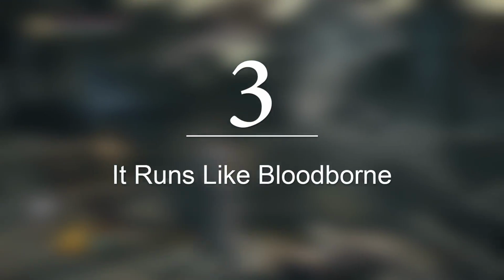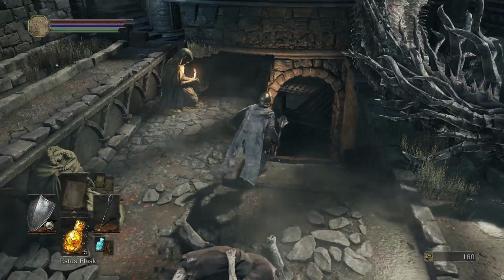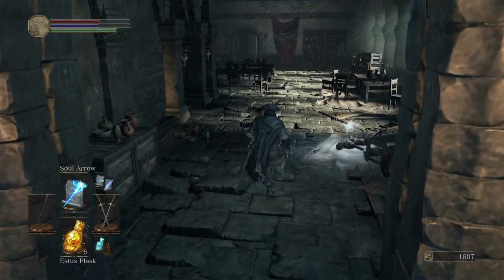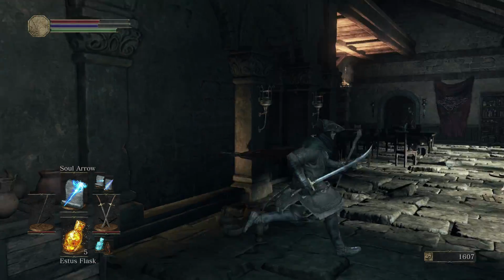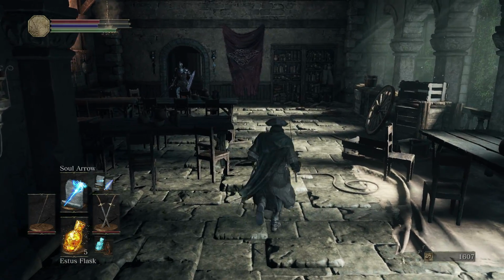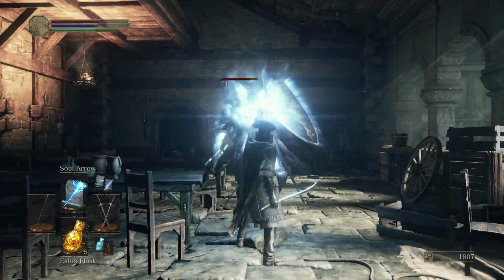Number 3, it runs like Bloodborne. Now you've likely already spotted this by eye. Dark Souls 3 abandons the 60 FPS target of the Dark Souls 2 remaster on PS4, and now we're running at a half rate of refresh. It's a 30 FPS game with VSync just like Bloodborne, and based on this early test, Dark Souls 3 has the very same frame pacing issues as Bloodborne as well.